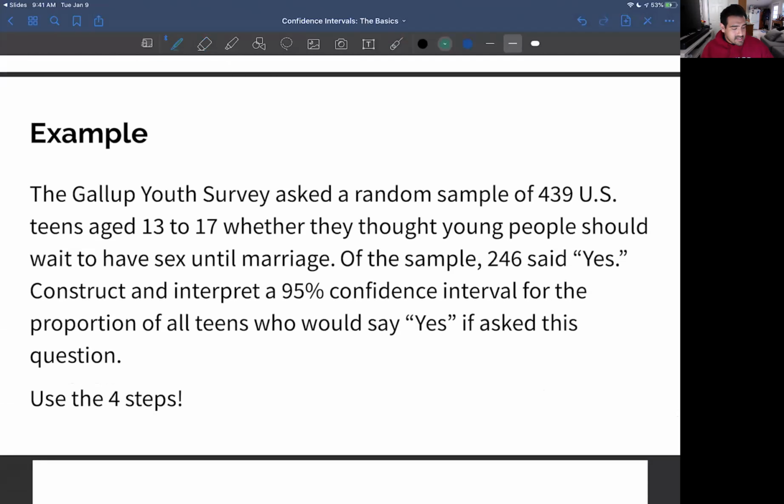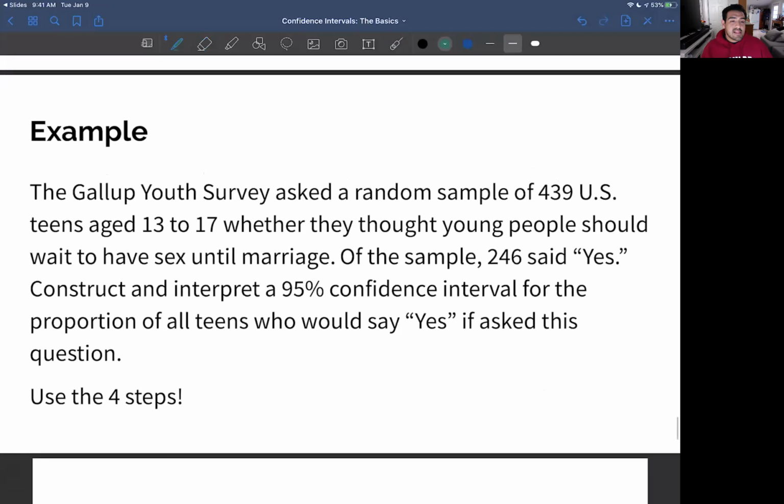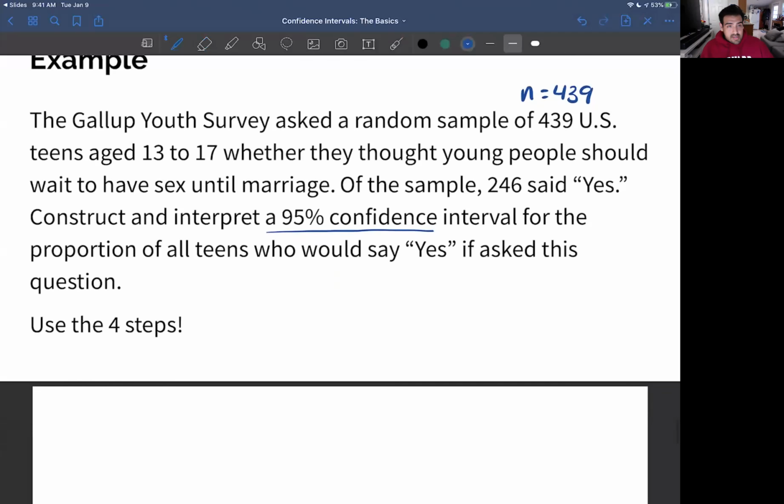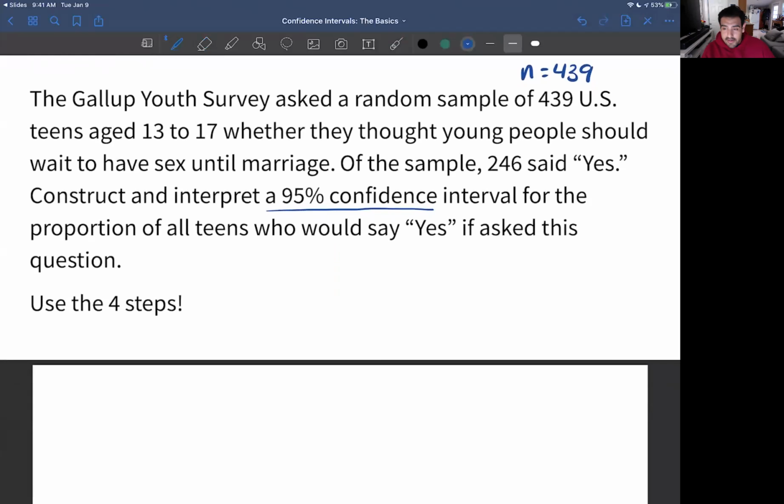So let's go ahead and do this other example. The Gallup Youth Survey asked a random sample of 439 US teens aged 13 to 17 whether they thought young people should wait to have sex until marriage. Of the sample, 246 said yes. We need to construct and interpret a 95% confidence interval for the proportion of all teens who would say yes if asked this question. So let's go through that 4-step process.